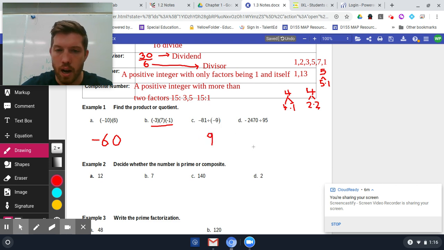And then the last one, I will tell you it's going to be negative, but I need you to fill that in, and I need you to fill that in. Okay. So those are two practice problems right there.